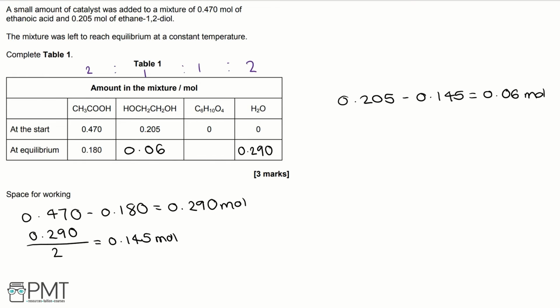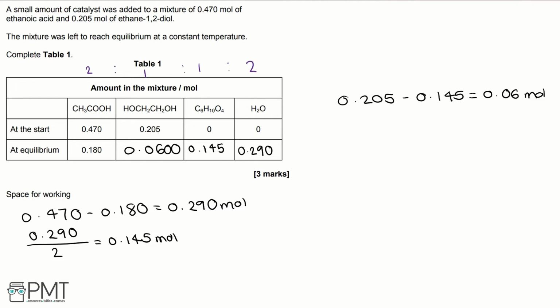Then for our diester, we want a difference of 0.145, so that means at equilibrium we're going to have 0.145 moles of our diester. And finally, just to make sure that our table is all to 3 significant figures, we can add 2 zeros to our moles of our ethane 1,2-diol.